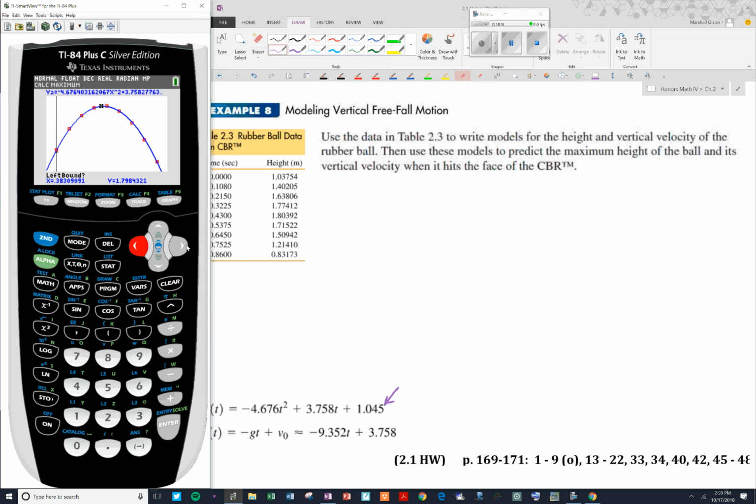So we're going to do a left bound, then a right bound. You just need to be to the left and the right of that vertex. And then for your guess, you just got to be somewhere close.